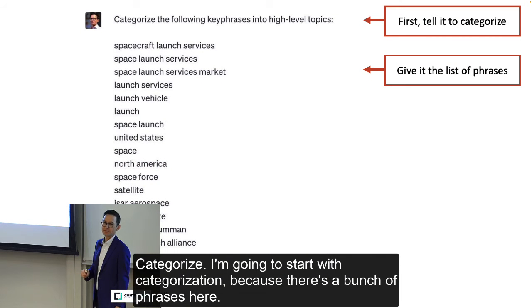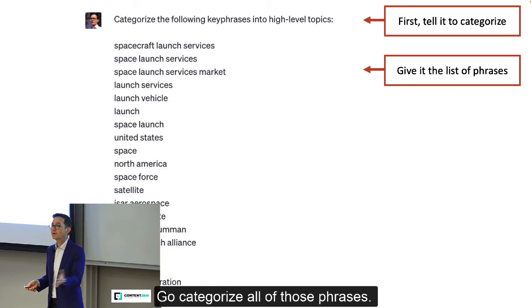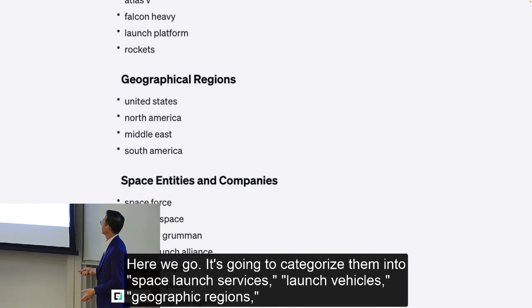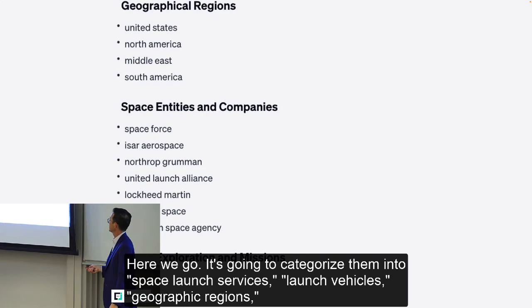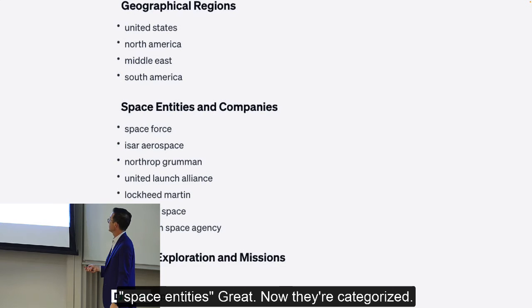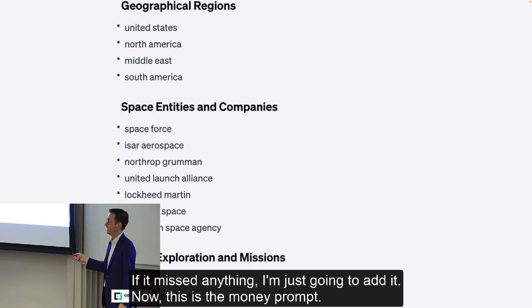Categorize. I'm going to start with the categorization because there's a bunch of phrases here. Go categorize all those phrases. Ready? There's a lot of stuff. Here we go. It's going to categorize them into space launch services, launch vehicles, geographic regions, space entities. Great. Now they're categorized. If I missed anything, I'm just going to add it.